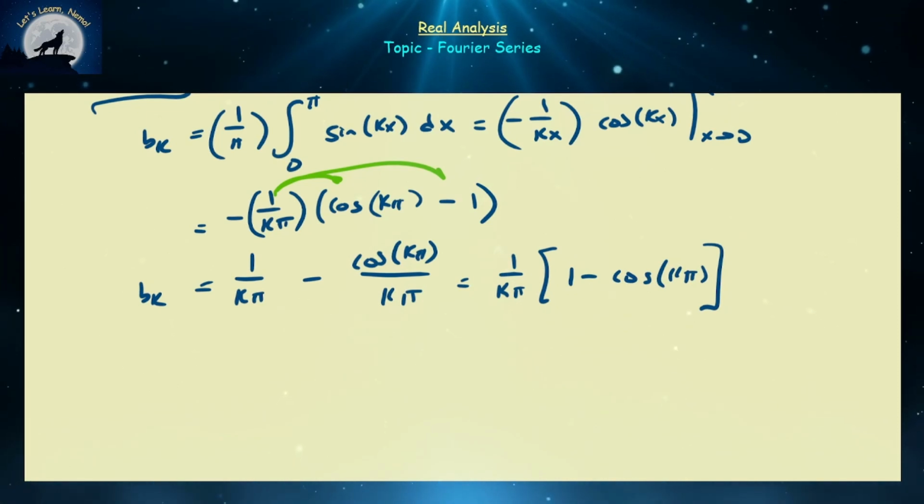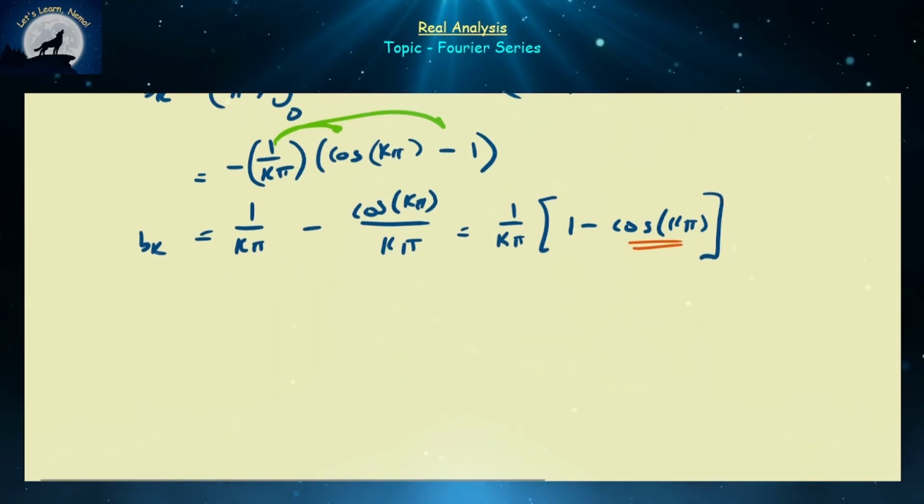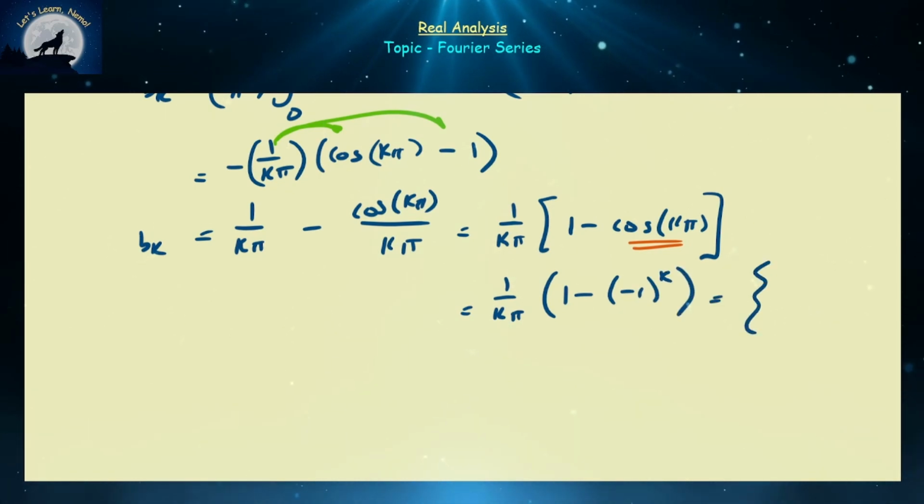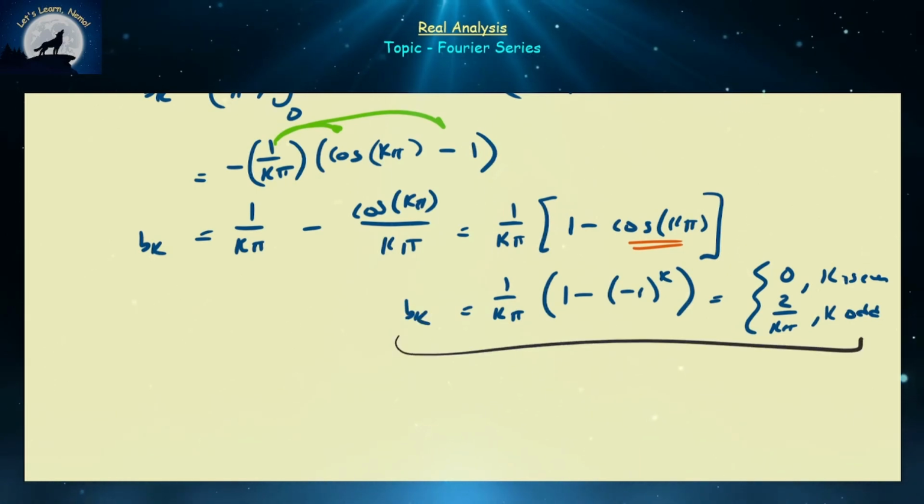Now, you should remember what cosine of k pi is, because it alternates, because k is an integer: 1 minus 1, 1 minus 1, 1 minus 1. So we can define this piecewise as 1 over k pi times 1 minus negative 1 to the power of k, which we know is going to be equal to 0 if k is even, and 2 over k pi, because 1 minus negative 1 is 2, if k is odd. So those are our coefficients, bk.